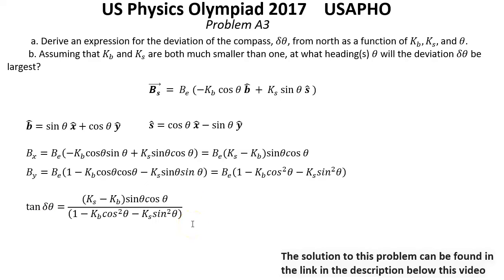For question B, assuming that KB and KS are very small, we can see that this tangent will be maximum when sine multiplied by cosine is maximum. And this happens for angles like 45 degrees, 135 degrees, 225 degrees and 315 degrees. That's the answer for question B.